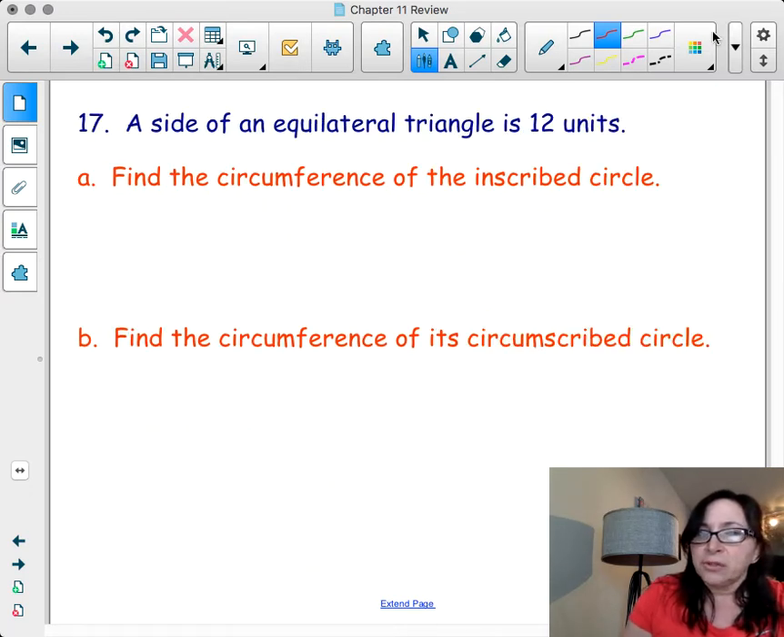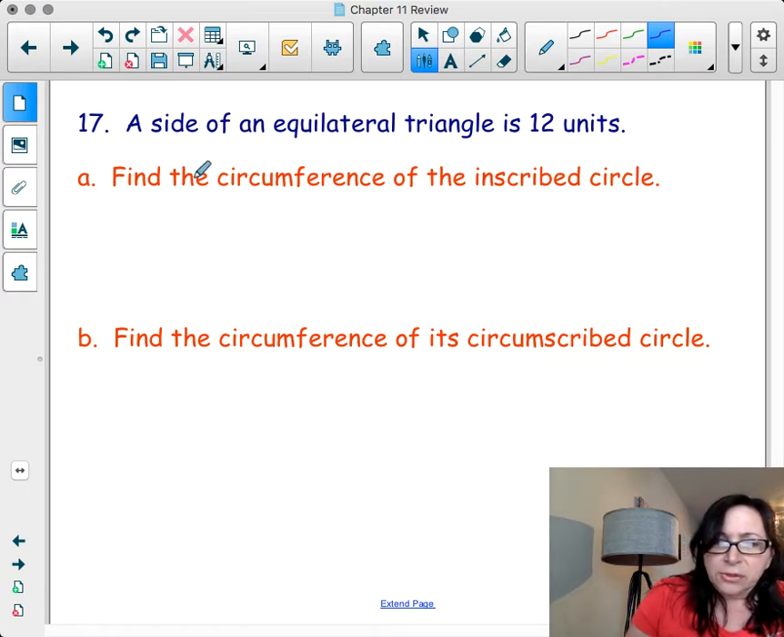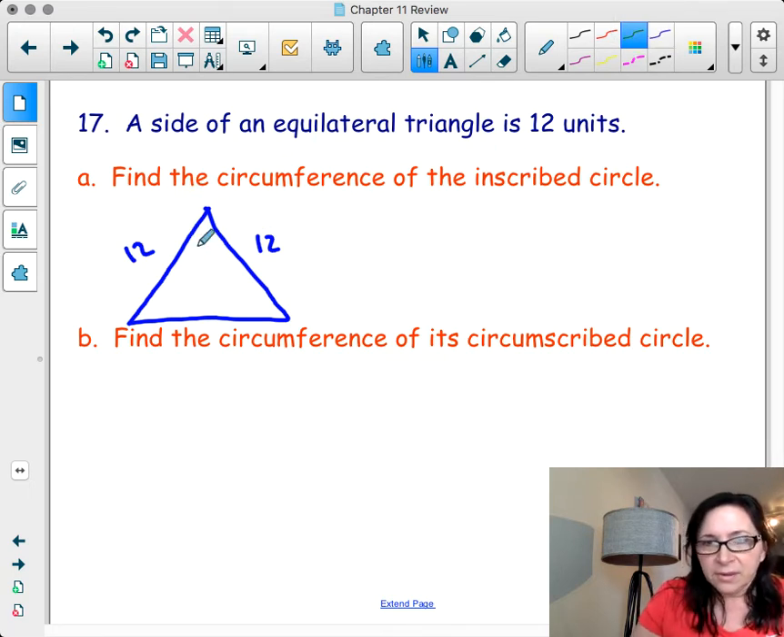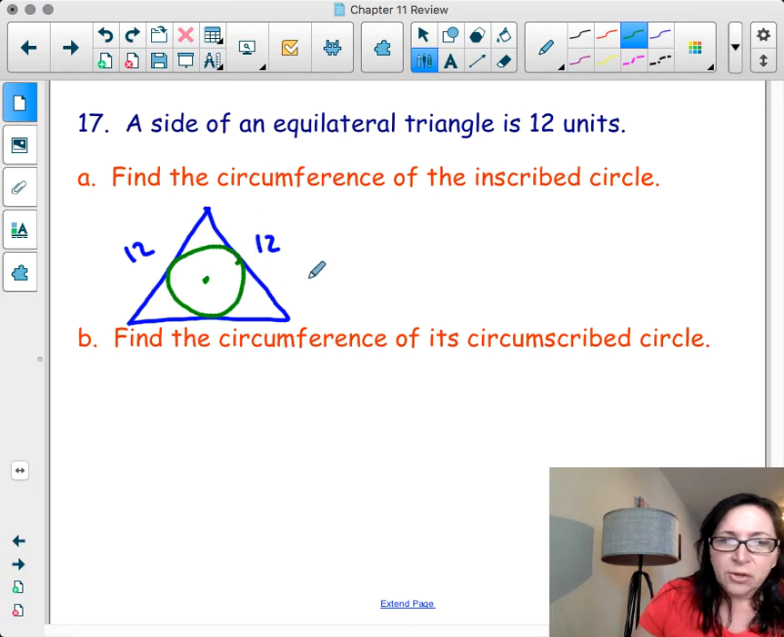The side of an equilateral triangle is 12 units. So if you have an equilateral triangle, let's draw that. You know all the angles are 60 degrees. So one side is 12. So we know that's 12, 12, and 12. Okay, so find the circumference of the inscribed circle. I need to draw that. So you're going to draw a circle inside, and what you need is a circumference. So circumference equals 2 pi r.